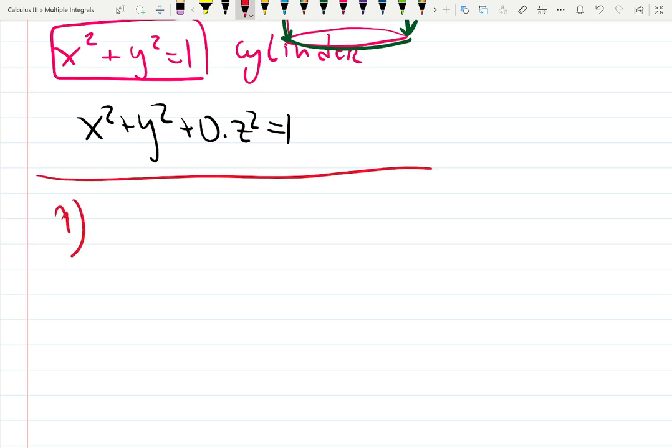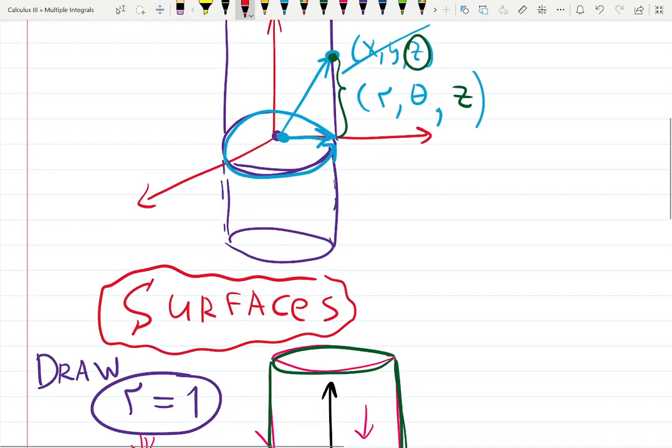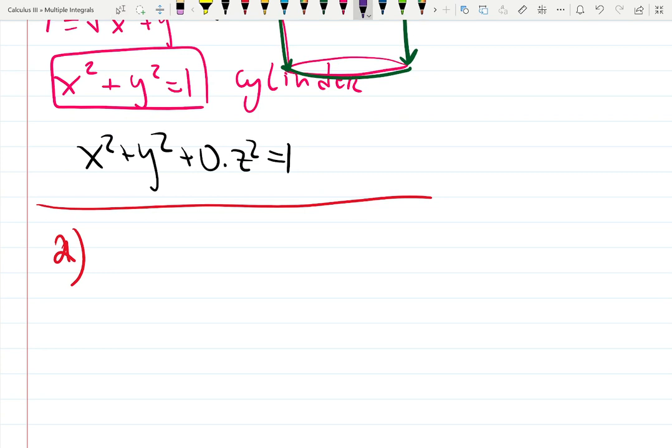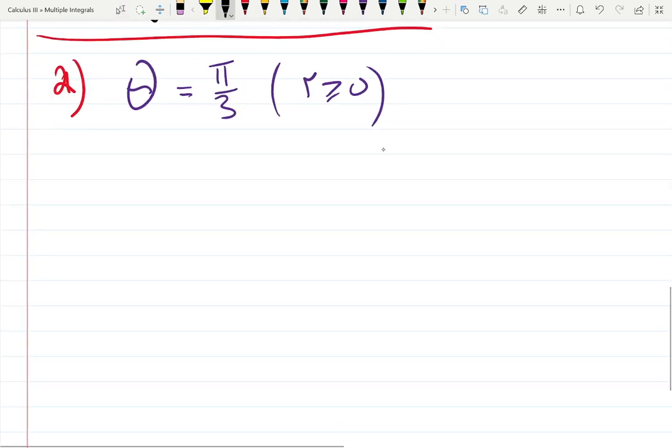Example 2. That was example 1. How about what happens if you fix the angle? Theta is now fixed at pi over 3, and let's assume that the radius is not negative. So we fixed the radius before, now we're fixing the angle. What does that mean in 3D? What do you think?